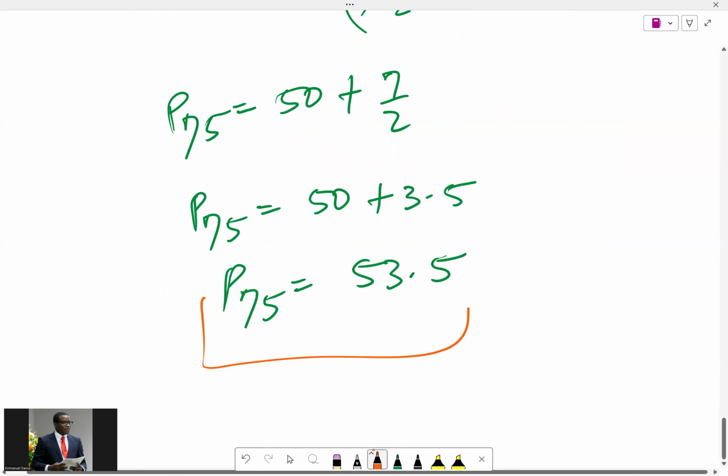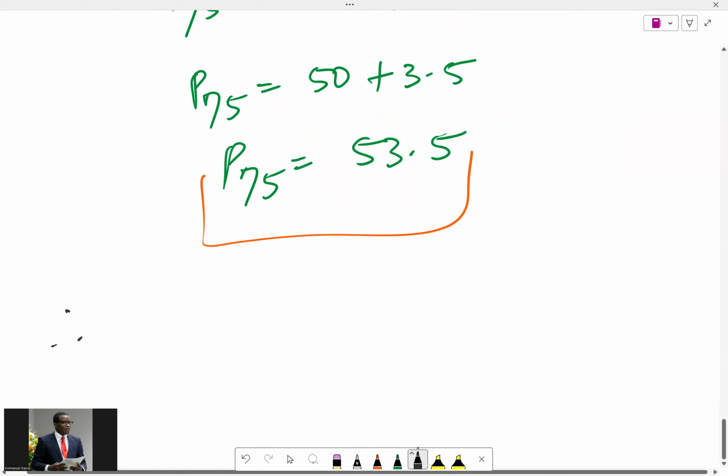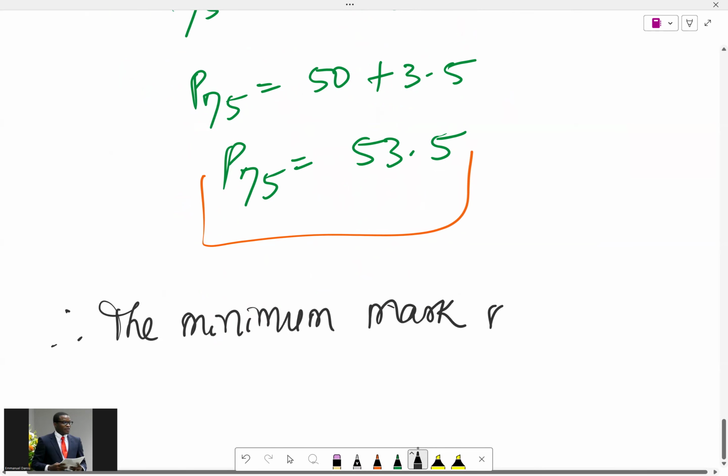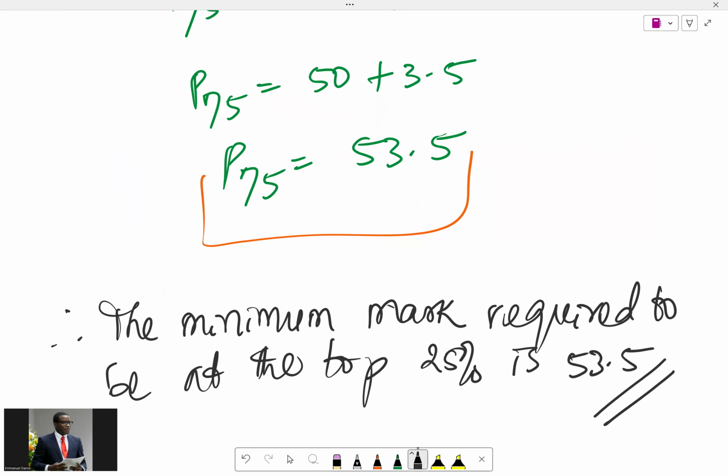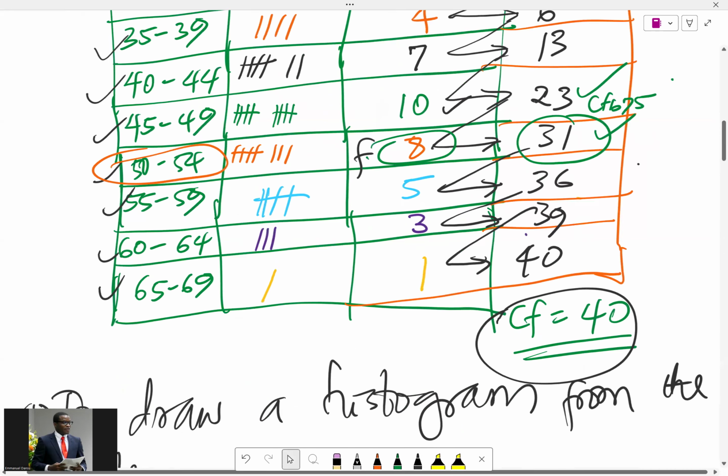So what this simply tells you is that you can conclude the minimum mark required to be in the top 25% is 53.5. That's what all these exam educational testing services do, exams like the Scholastic Aptitude Test, Graduate Record Exam, and all that. If this was an actual exam, anybody who scored 53.5 is better than 75% of the population. That's why it's called the 75th percentile, and this is the least score you need to be in the top 25%. So that's how this goes, and I think we've answered all the questions in this part.